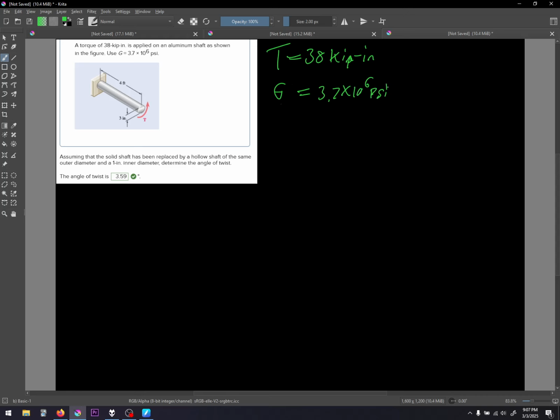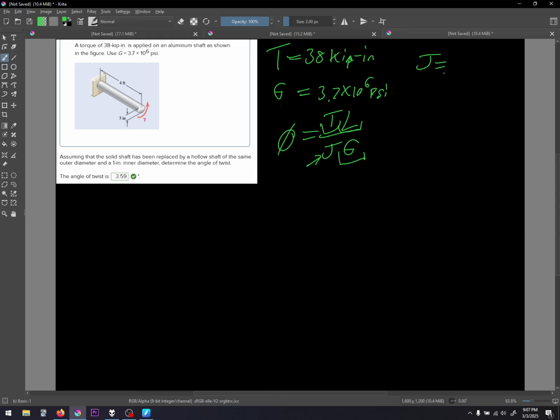Okay, it says assuming the solid shaft has been replaced by a hollow shaft of the same outer diameter but has a 1-inch diameter, determine the angle of twist. So, to determine the angle of twist, what's the equation for that? The equation is, yes, angle of twist is equal to TL over JG. We know G, we know L, we know T. So we're trying to find J.